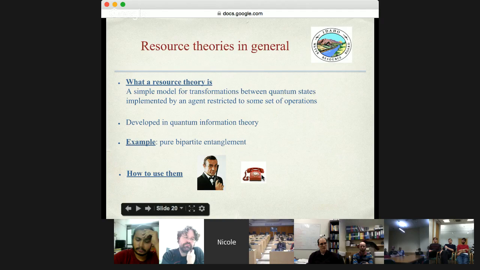By the way, if you see my cursor moving over the telephone, could you nod just to let me know? Nodding. Okay, great. That's in the entanglement theory.